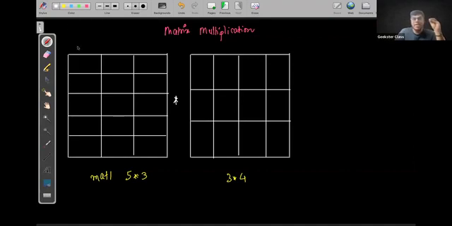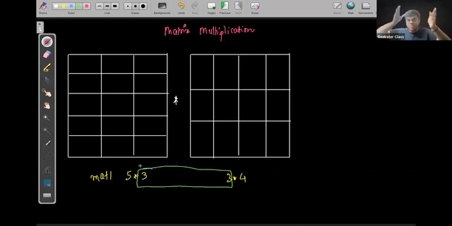Answer is yes. Why? You only have to compare what? You only have to compare the columns of first with the rows of second. Only this should be same. Columns of first should be same as rows of second. Otherwise, it is not possible.